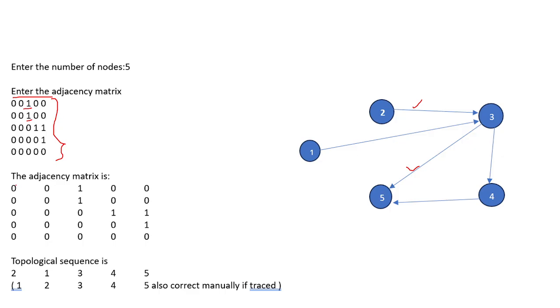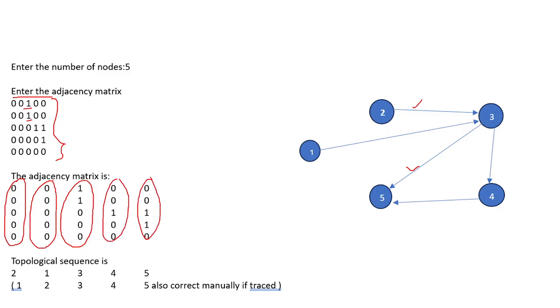The next step is to find the in degree. In degree is the summation of this column. In degree of node 1 is 0. In degree of node 2 is 0. In degree of 3 is 2. In degree of 4 is 1. In degree of 5 is 2.